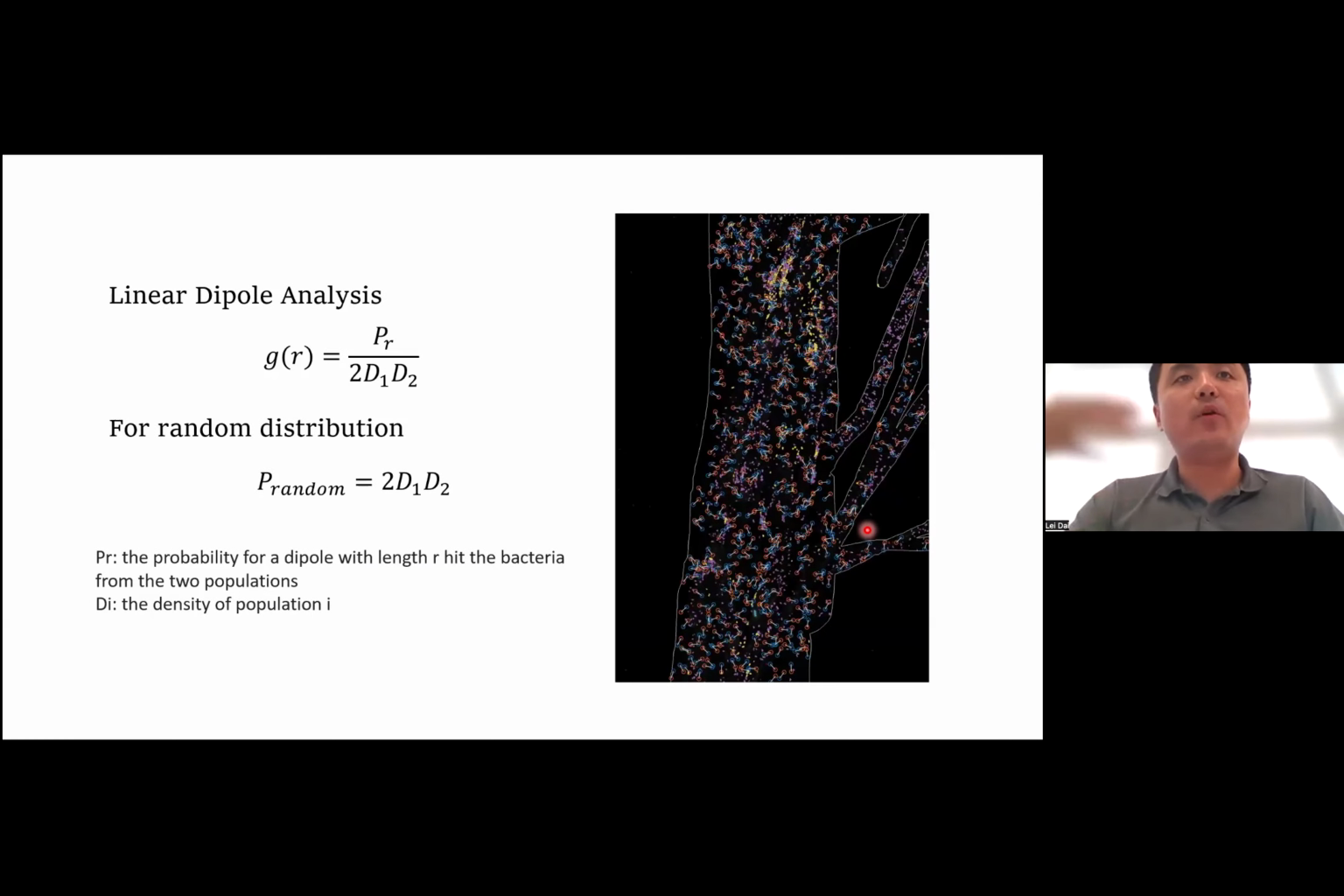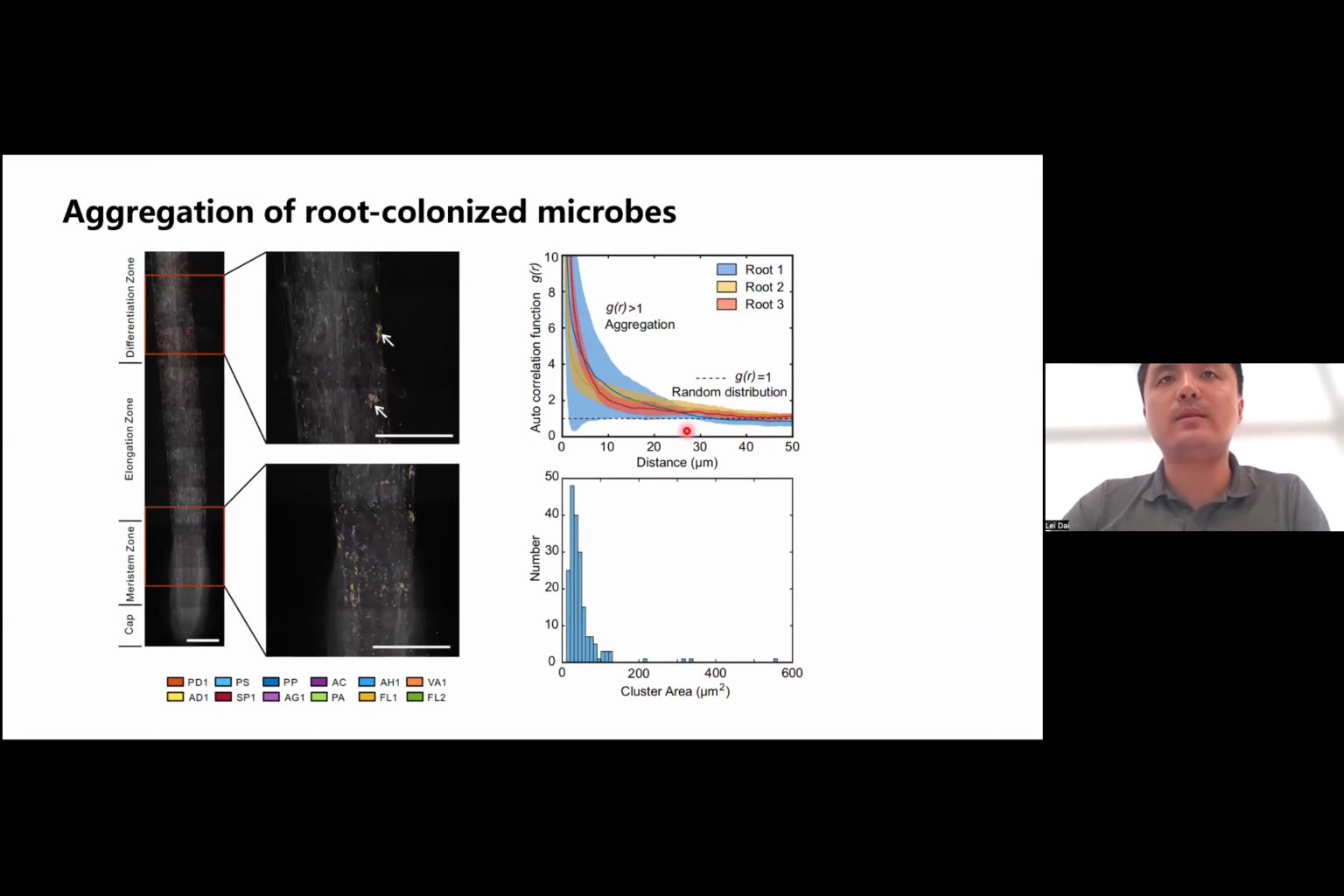And we can perform a quantitative analysis called linear dipole analysis, where basically you calculate the probability of a dipole hitting two different bacteria. If this number equals 1, it means they are randomly distributed. If it is larger than 1, it means there's aggregation at a certain distance. So we imaged the root at different compartments, zoomed in, and calculated the function I just mentioned. You can see that at a distance of around 30 microns, you do see a lot of aggregation. So it's not random, it's aggregates.